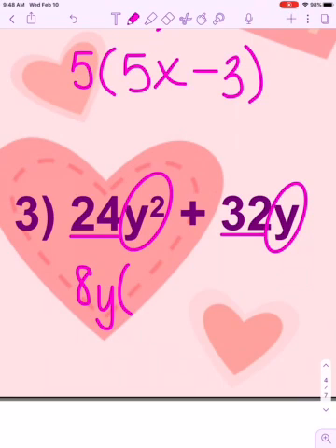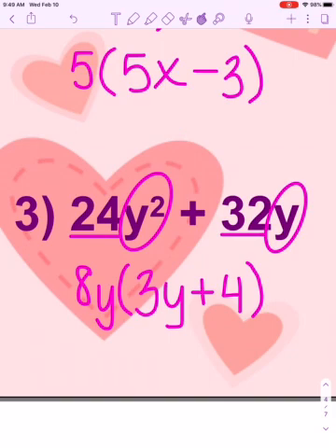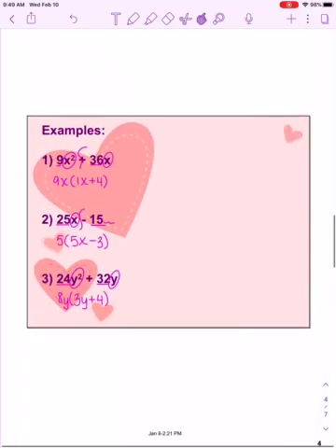Put your parenthesis and divide it out. 24 divided by 8 is 3. I used to have 2 y's. I took one of them away, so I have 1 left. Plus 32 divided by 8 is 4. I used to have a y, but I took it out, so that last term doesn't have any more y's. And we're done.